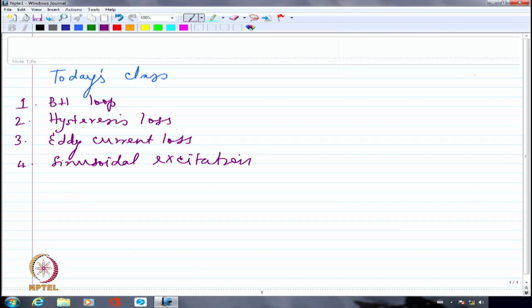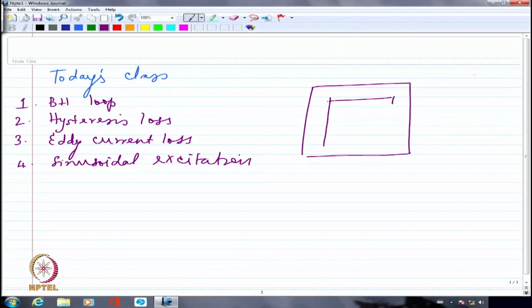So what we were looking at is something like this. Maybe we took a core like this. Please imagine a three-dimensional core, although I am showing it as though it is planar. It is definitely not planar. We are going to have the windings around it somewhat like this, and we are actually looking at a current I flowing through this with the number of turns being N. This is what we said.